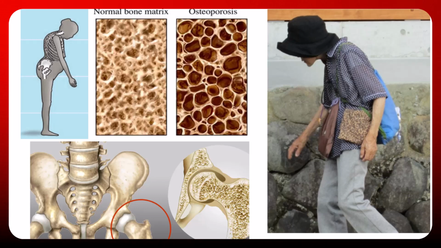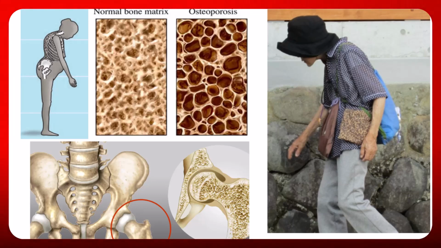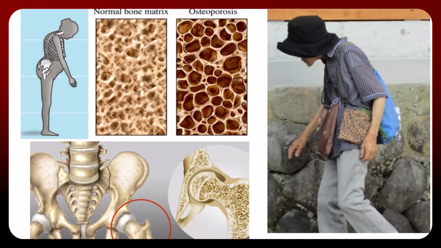Hip fractures are especially dangerous to older adults because they really impair their mobility, and many people don't live very long after they have a hip fracture. They end up having to have it repaired surgically. They try to rehab from that. Sometimes they do well, and sometimes they really have a hard time recovering and never quite regain their independence.